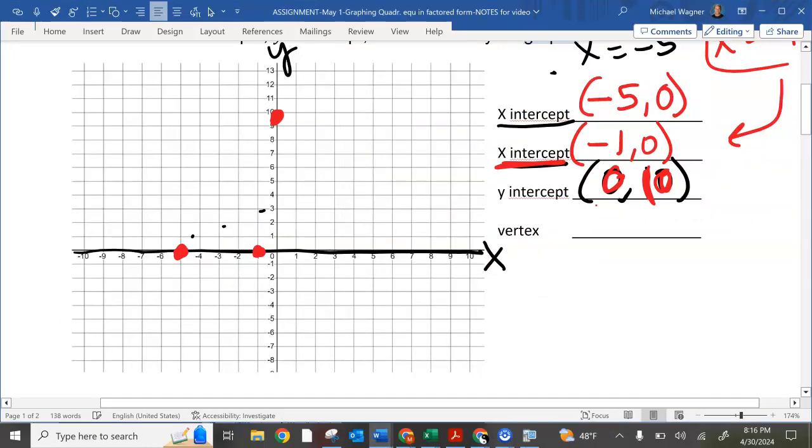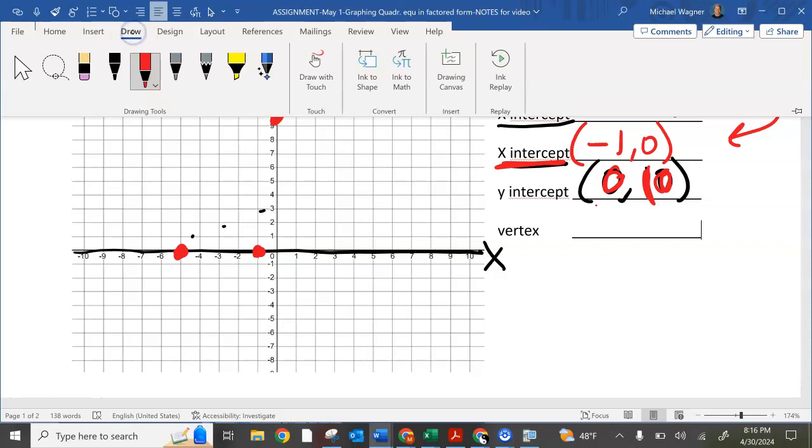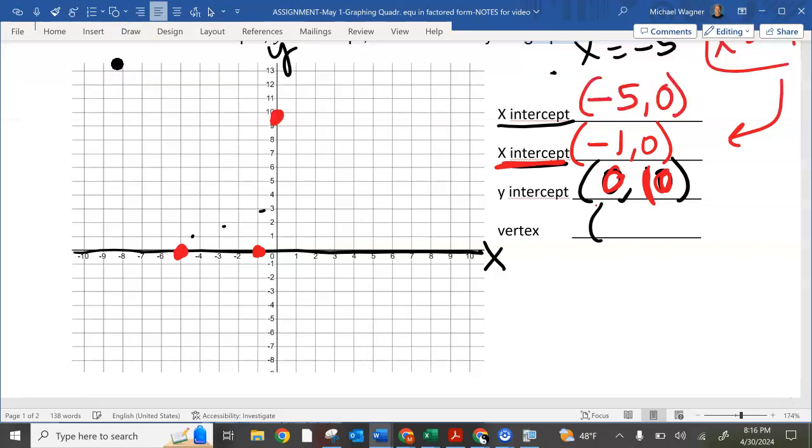Okay, so the vertex, we need an x and a y value, right? So let's see, what is the x value? There are two ways to get the x value. The x value is in the middle between these two. So the middle is 1, 2, 3, 4, right? So the middle is right here at -3.